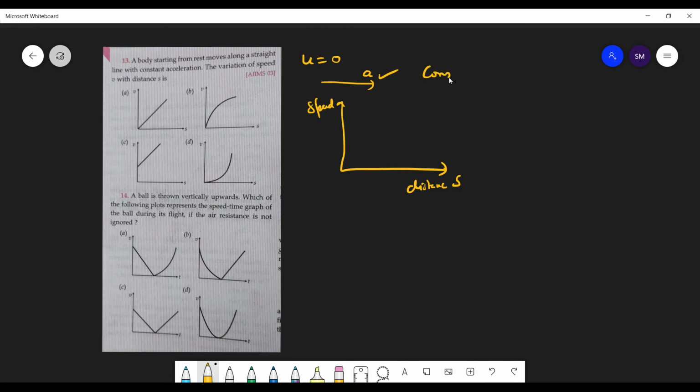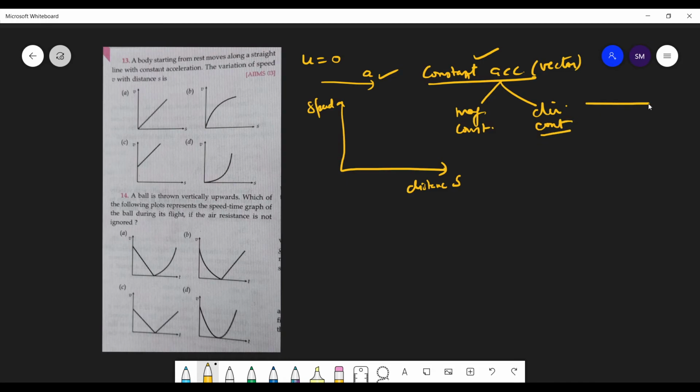Constant acceleration means what? See, constant acceleration means magnitude as well as direction are constant, because it's a vector quantity. So both are constant, then only you will get constant acceleration. So same direction, distance and displacement are the same thing. Even speed and velocity will also be the same thing, means magnitude of velocity will be speed. This is what I want to say. Their magnitudes are same. Tell me which one of the options is correct.